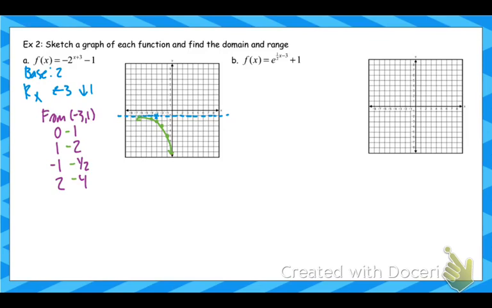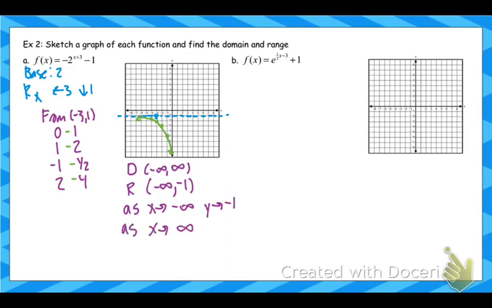All right, domain, range, and I'm also going to include end behavior. So domain here, negative infinity to infinity. Range, the lowest point on this graph is negative infinity. It keeps going until negative 1. And then end behavior. As x approaches negative infinity, as my x's get smaller and smaller, the y's are getting closer to the horizontal asymptote, which is negative 1. As my x's get bigger and bigger, the y's are getting smaller and smaller, and they're approaching negative infinity.